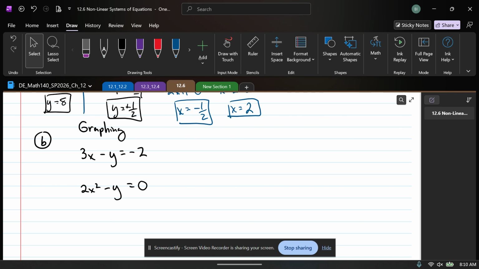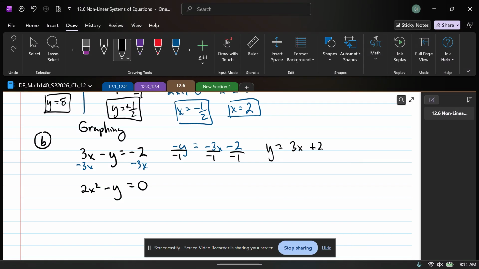So if I'm going to graph 3x minus y equals -2, what do I need to do to graph it with my calculator? I need to get what by itself? Y. So I'm going to move the 3x. So that's going to give me -y is equal to -3x minus 2. And then I'm going to divide by -1. And that's going to be y equals 3x plus 2. So I've got a line.